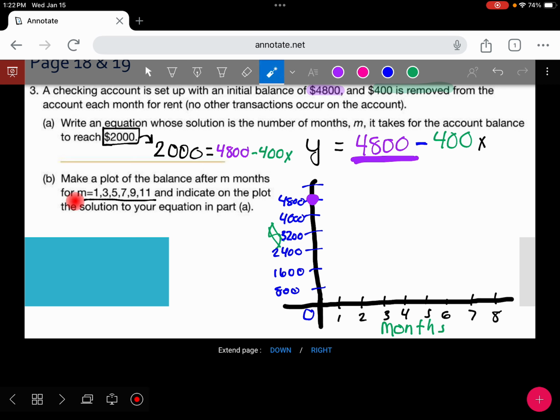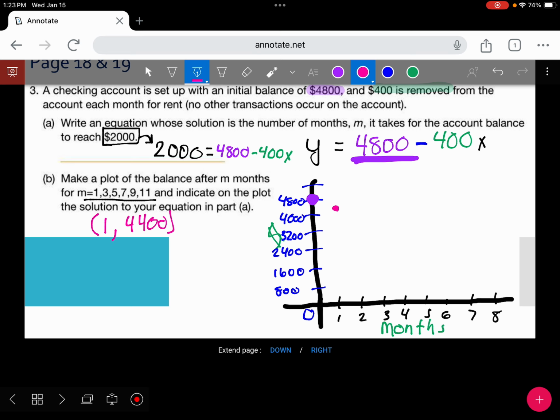Then what we're going to do is plot these up. So at month 1, what is the balance in his account? He spent $400, so it's going to be down $400, which will be different on your scale than mine. Mine is half a space, kind of. I'm eyeballing it. So at month 1, we should be at $4,400.